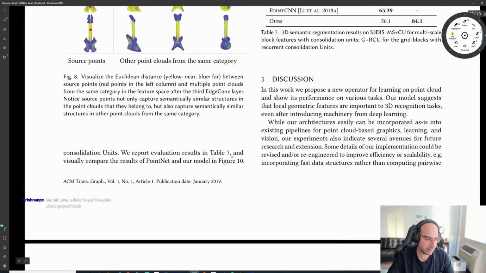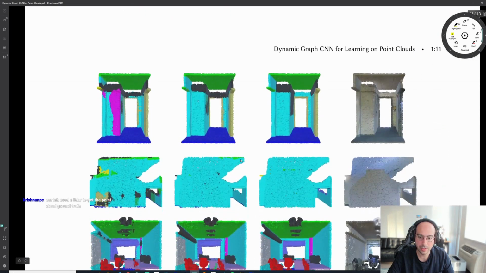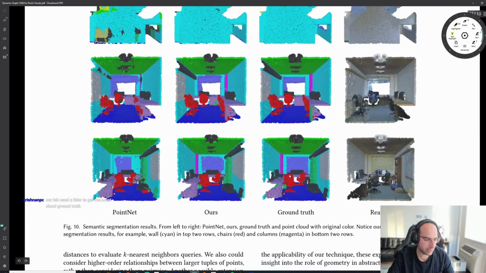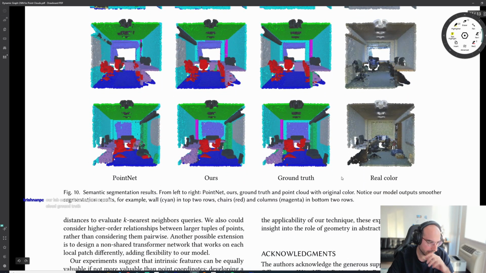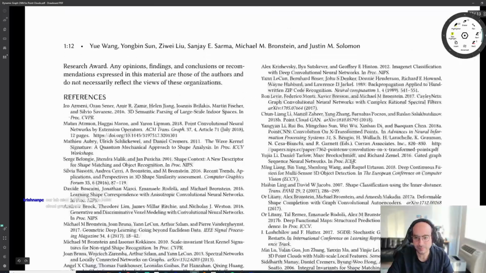So our lab used the lidar to get the point cloud ground truth. Does it even give you the classifications though? I thought lidar just gives you points.